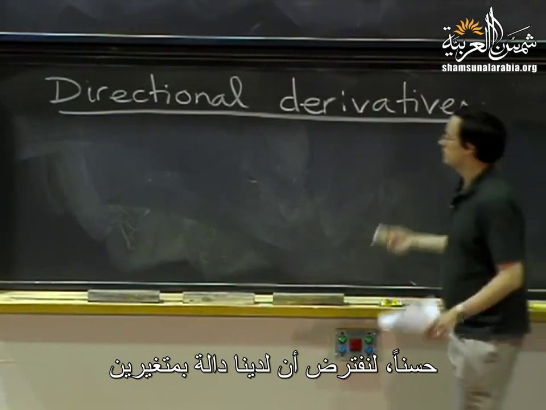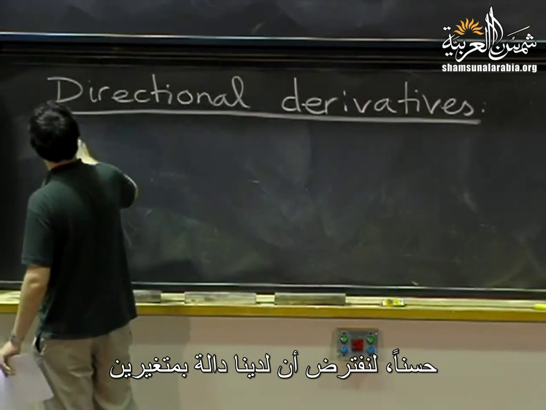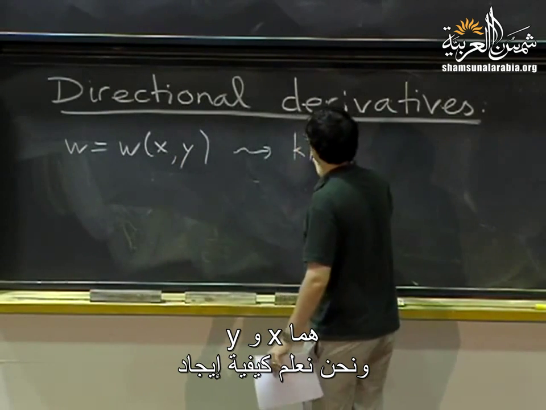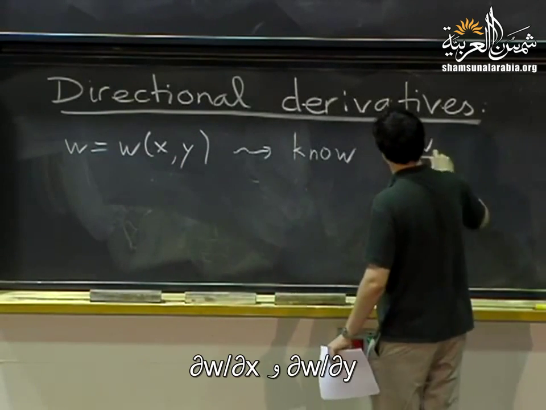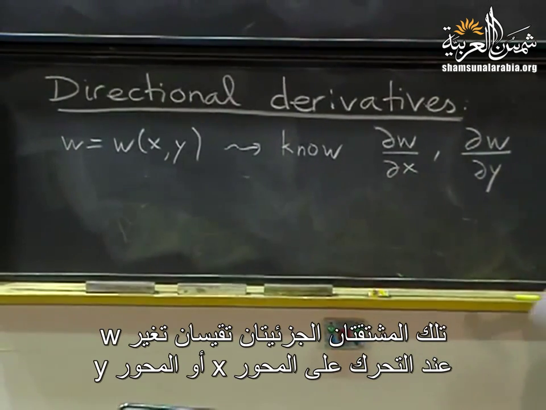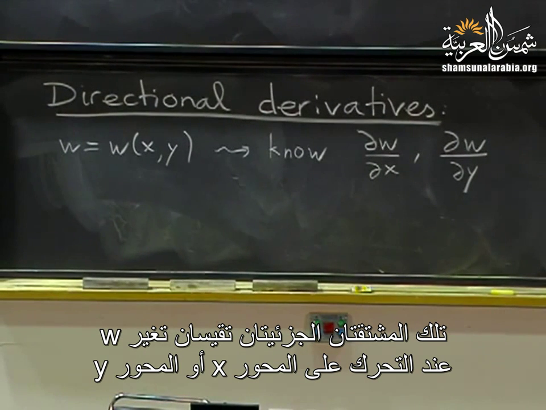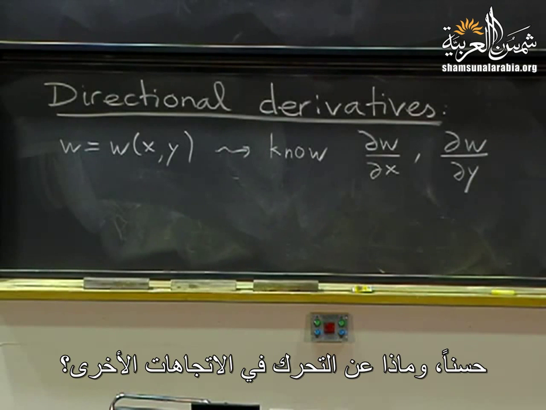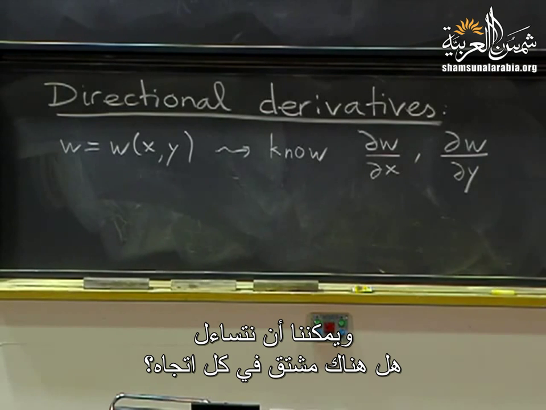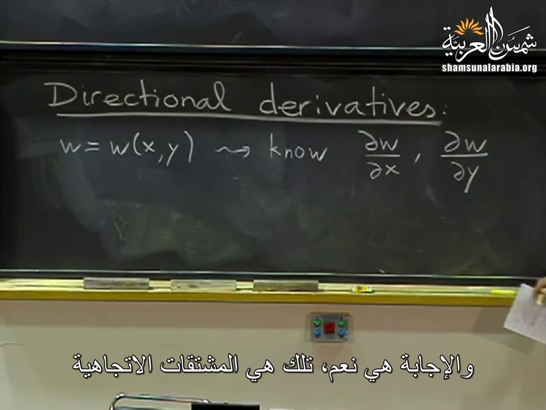Okay, so let's say that we have a function of two variables, x and y. We know how to compute partial w partial x or partial w over partial y, which measure how w changes if I move in the direction of the x-axis or in the direction of the y-axis. So what about moving in other directions? We've seen approximation formulas and so on, but we can still ask, is there a derivative in every direction? And yes, that's the directional derivative.